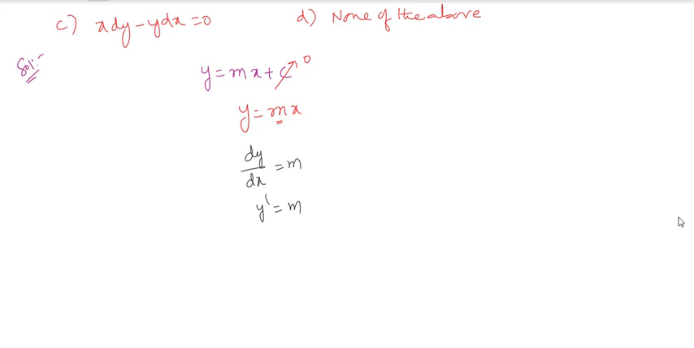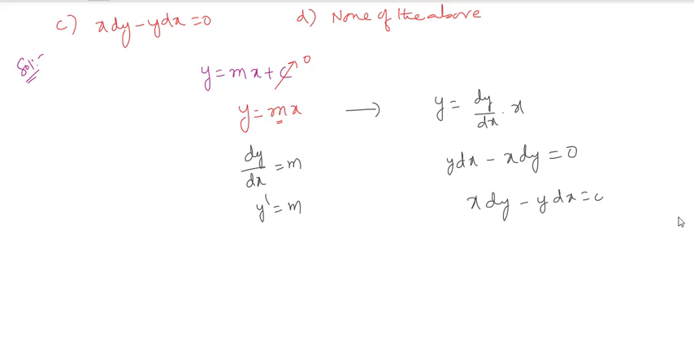Now if I substitute m as y dash, I get y is equal to dy by dx into x. So do the cross multiplication here. You will have y dx minus x dy is equivalent to 0. Or you can go directly with x dy minus y dx is equal to 0. This is the straight line equation passing through the origin. So which option is correct? Option C is the right answer. You can cross verify it. Understanding what I'm saying here?